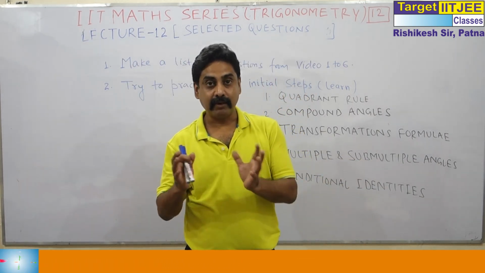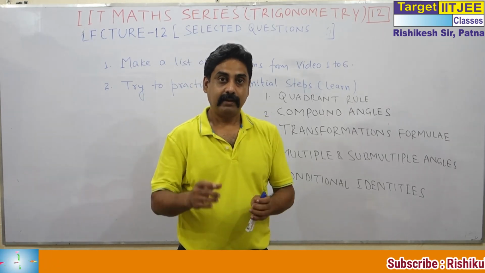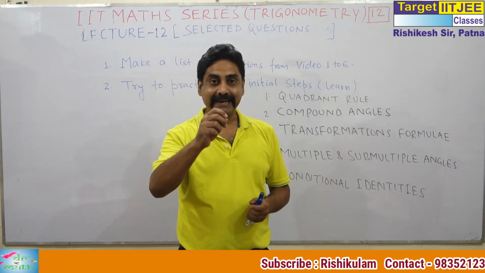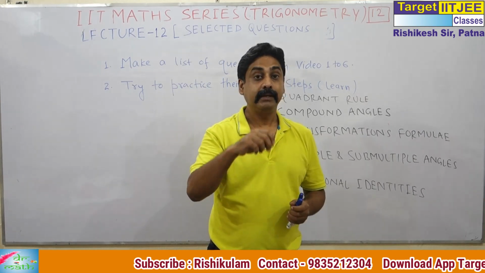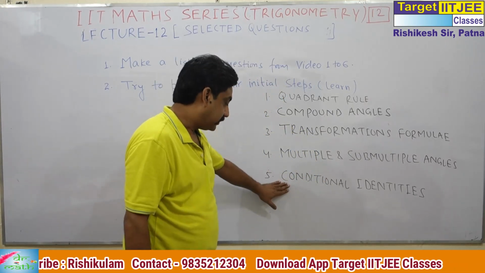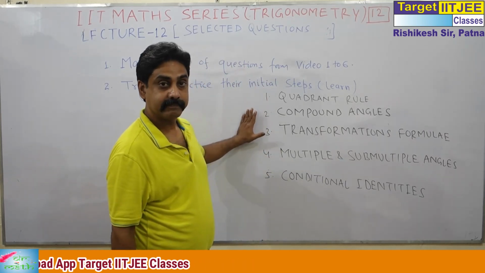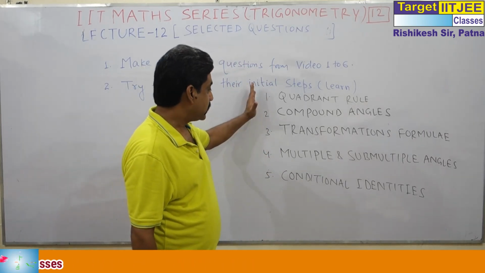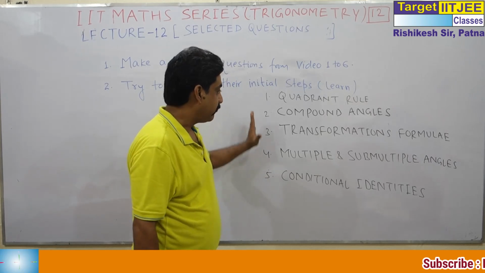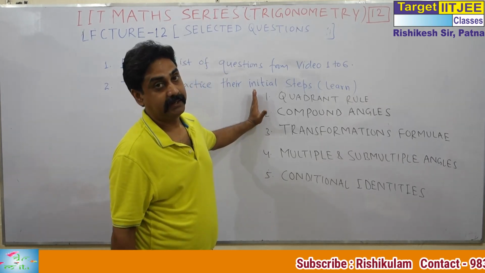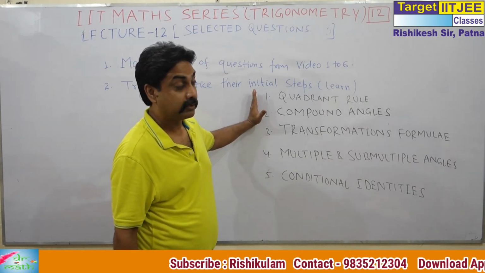Sin A plus B, sin A cos B plus cos A sin B, or reverse order, sin A into cos B plus cos A into sin B. With conditional identities, there are some conditional identities. You must be strong in formula. If not, do it daily for 1 month. I have told earlier also.